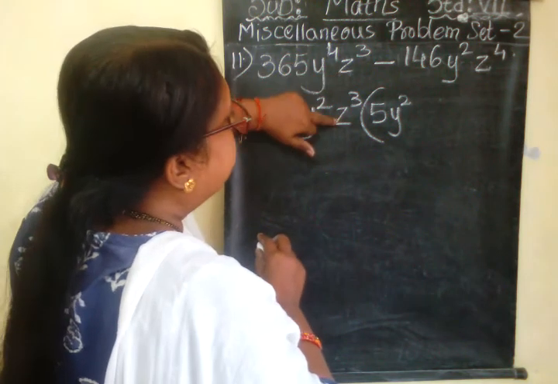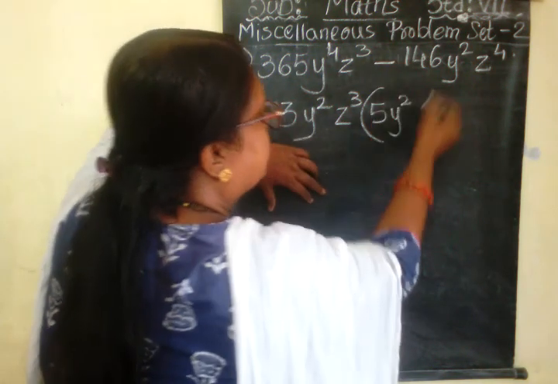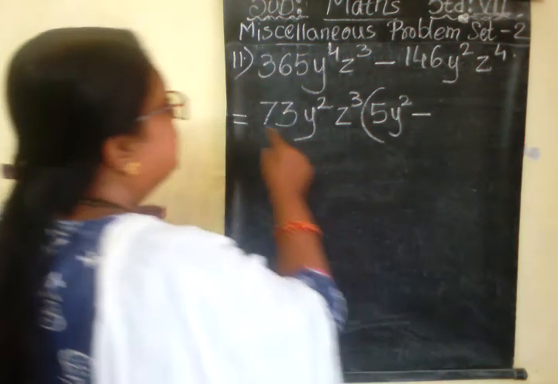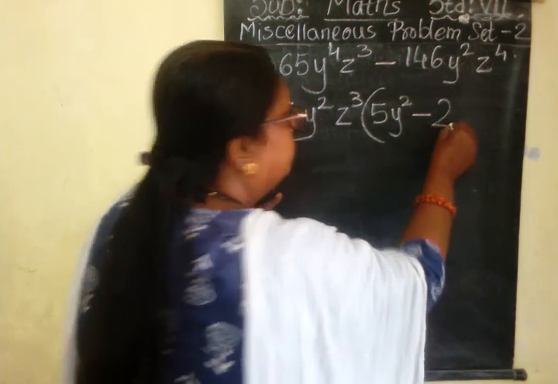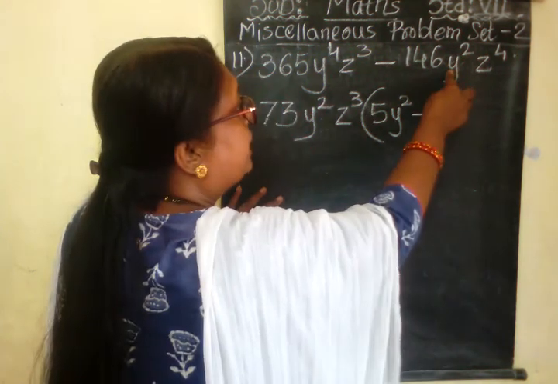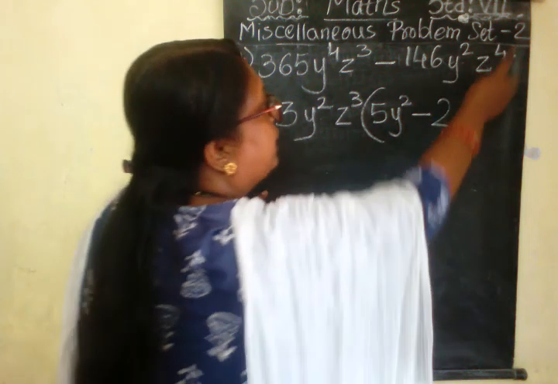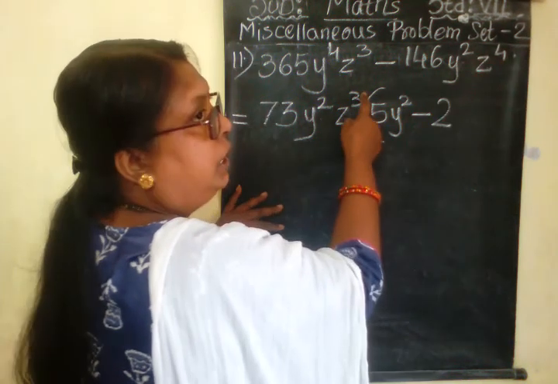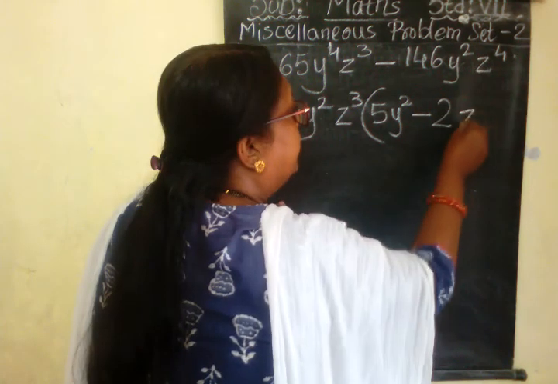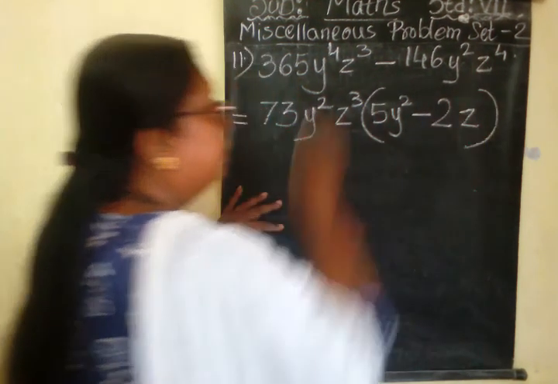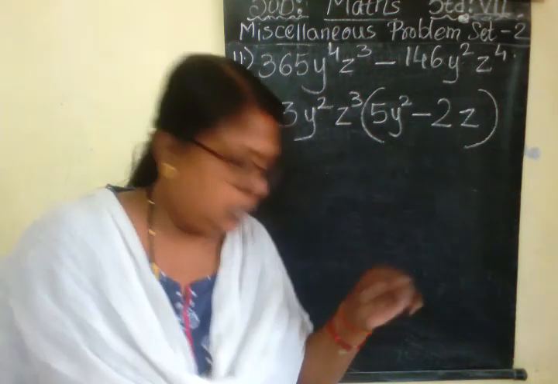Then z cube and z cube is there outside. So no need of writing about z. Then this minus sign. Minus. Then 73 2s are 146. So I will write 2 here. Then y square is the next term. Y square is there outside the bracket. So no need to write z raised to 4 and here z raised to 3. So 3 z are present. Only 1 z is needed. So 1 z I will write here and I will close the bracket. So this is the factorization of sum number 11.